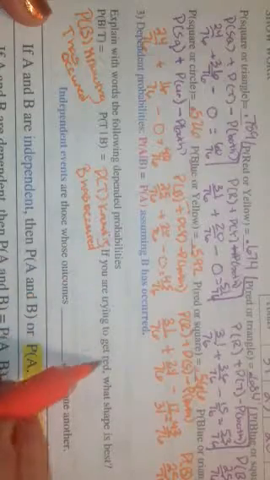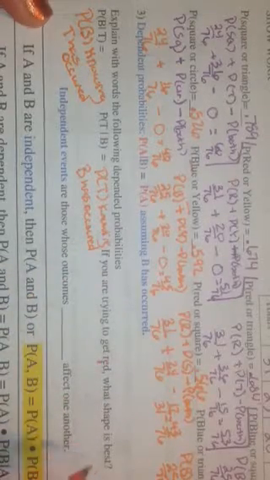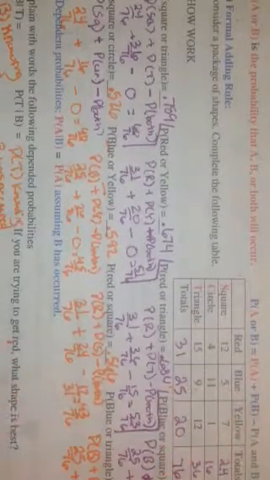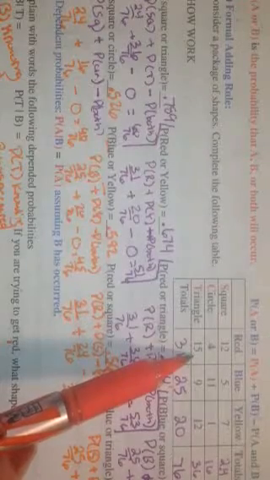If you're trying to get red, what shape is best? A triangle shape would be the best because you have more red triangles. I'm not sure where that comes into play.